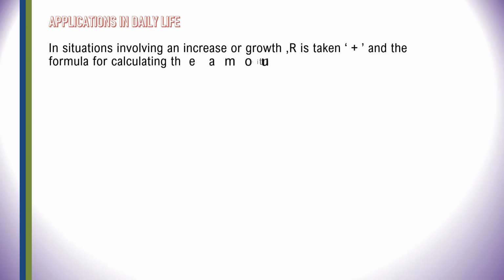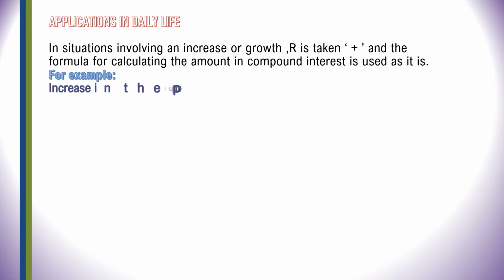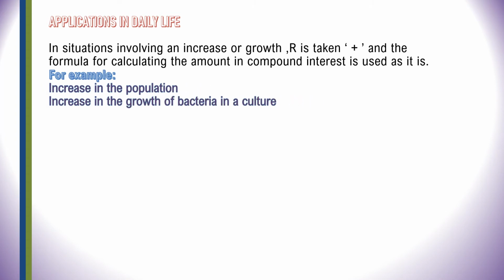There are several situations where the formula for calculating the amount in compound interest can be applied. Let us see where it is and how we will do that. In situations involving an increase or growth, R is taken positive and the formula for calculating the amount in compound interest is used as it is. For example, it's the case when there is an increase in the population, or when there is an increase in the growth of bacteria in a culture. Let us see an example.